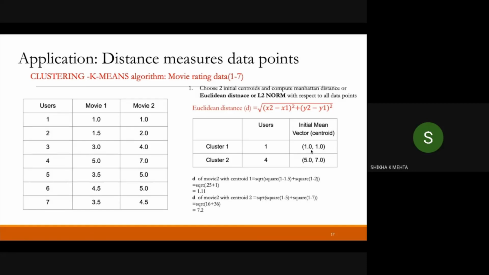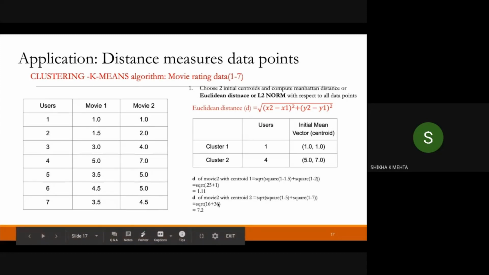So you can say this is x1, this is y1, and this is x2, this is y2. So x1 minus x2 and y1 minus y2, I take the square of each, and after that we take the square root. So this is 0.5, this is 1. When I square, it becomes 0.25, and the other one becomes 1. When I take the square root of the sum, it becomes 1.1.